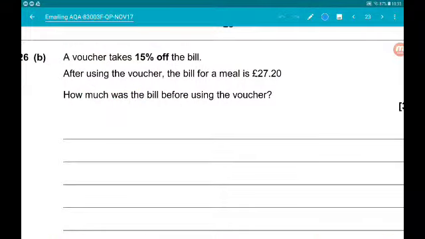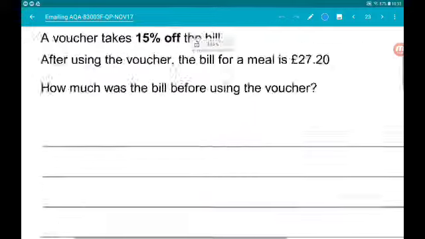Okay, then for part B, we are told that a voucher takes 15% off of a bill. After using the voucher, a bill for a meal was £27.20p. We are asked how much was the bill before using the voucher. So this is reverse percentages. I'll put my video on that down below.